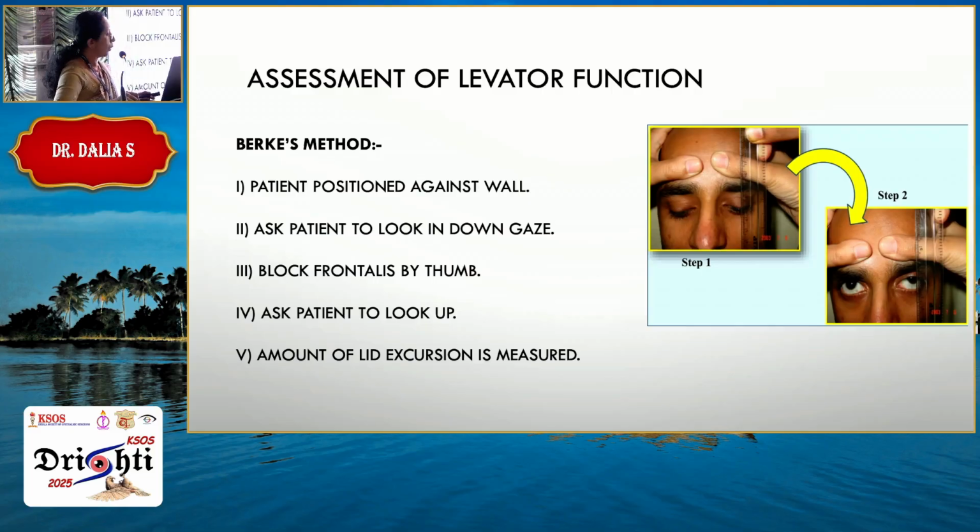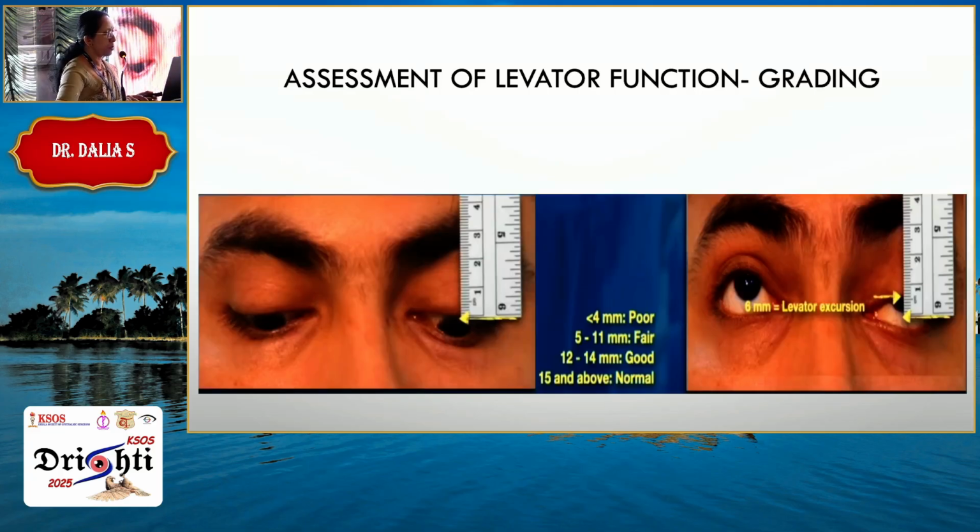Now, block the frontalis action with the thumb, and ask the patient to look up. The amount of lid excursion that has occurred is measured off the scale, and this gives the levator function. In assessment, levator function is graded as follows: when it is less than 4 millimeters, it is poor; 5 to 11 is fair; 12 to 14 is good; and if it is 15 and above, it is a normal levator function.